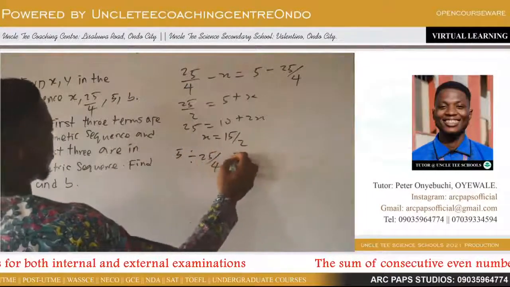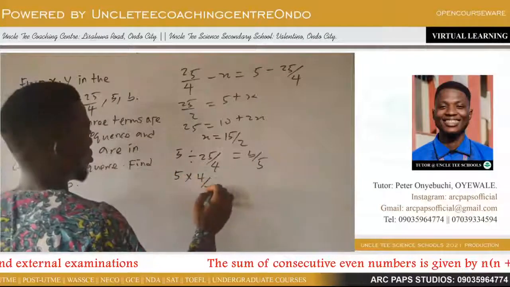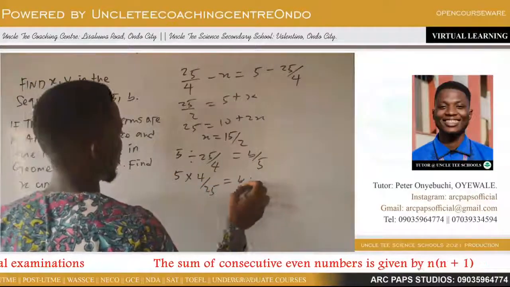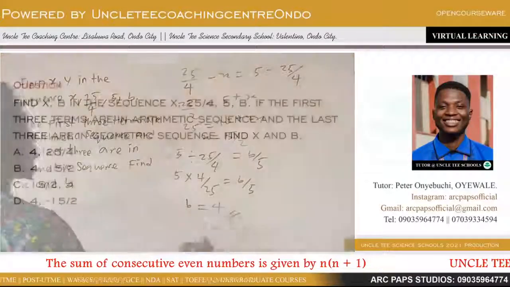Now 5 divided by 25 over 4 is equal to b over 5. It means 5 times 4 over 25 is equal to b over 5. Now 5 in 25, that's 5. Our b will be equal to 4.